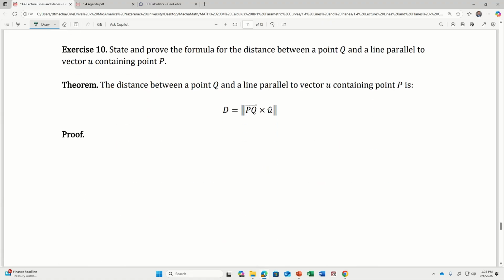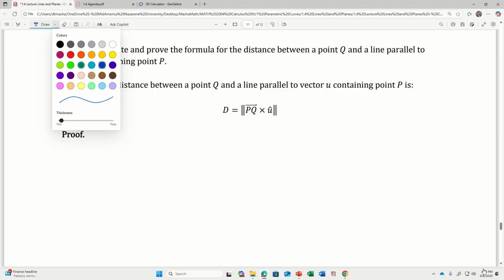Exercise 10 says, state and prove the following formula for the distance between a point Q and a line parallel to the vector u containing point P. And so if you were given a parametric equation for a line, you look at the parametric equation, you can see a point that belongs to the line, and you can see what a vector is that's parallel to the line, right? And then you can do this distance thing. So how would we come up with this formula?